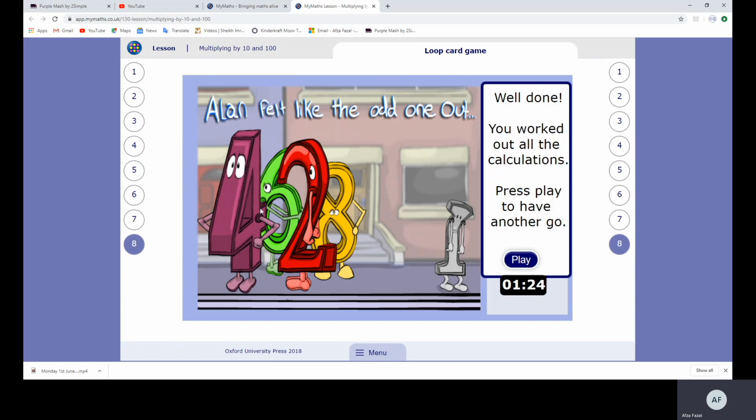Alan felt like the odd one out. So the joke is you've got 2, 4, 6, 8, and you've got a number 1 there. Alan felt like the odd one out because 1 is an odd number, 2, 4, 6, 8 are all even numbers.